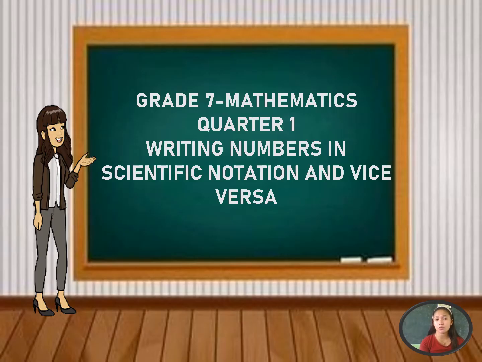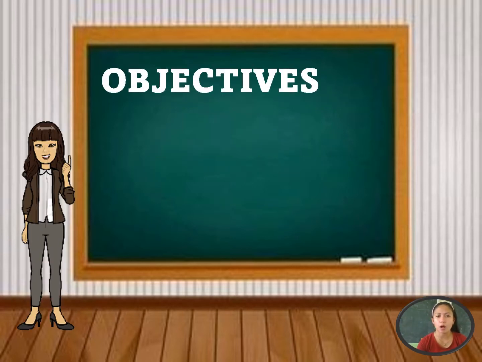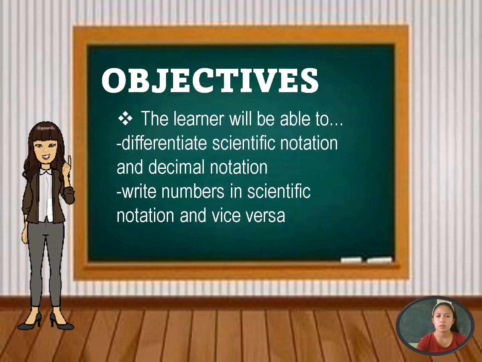For this video, we will discuss writing numbers in scientific notation and vice versa. Here are now our objectives. The learner will be able to, first, differentiate scientific notation and decimal notation. Second, write numbers in scientific notation and vice versa.